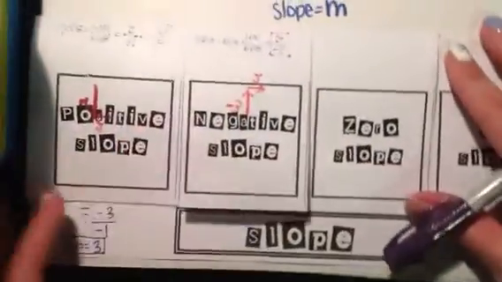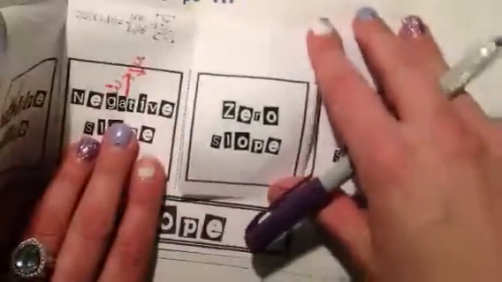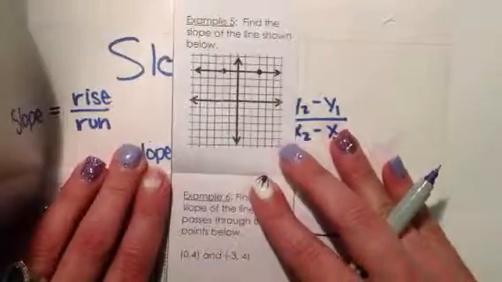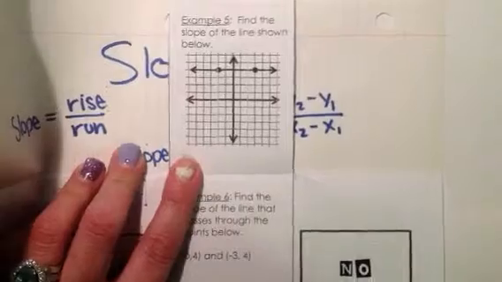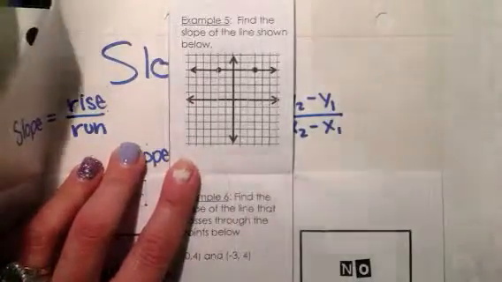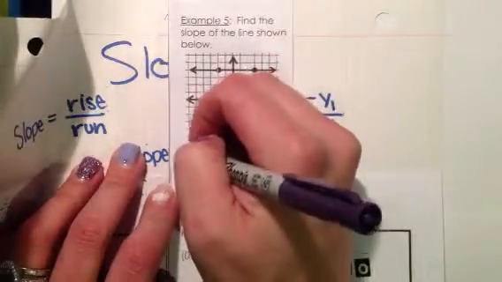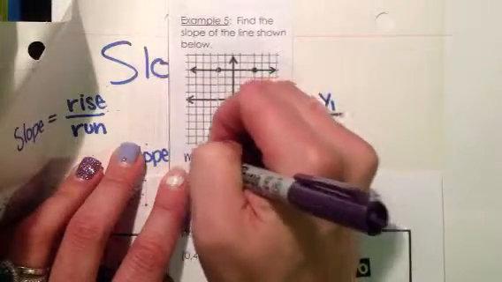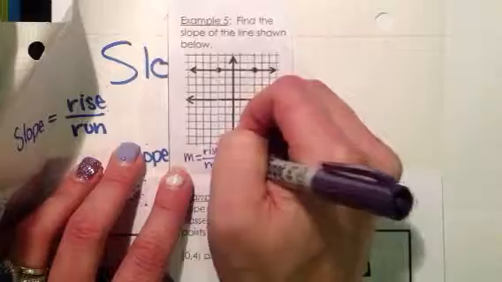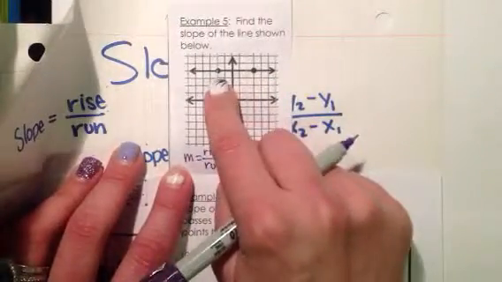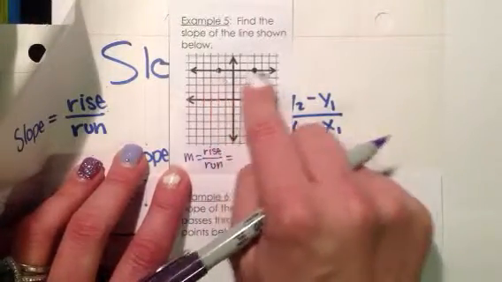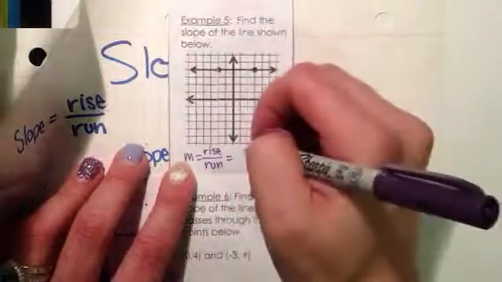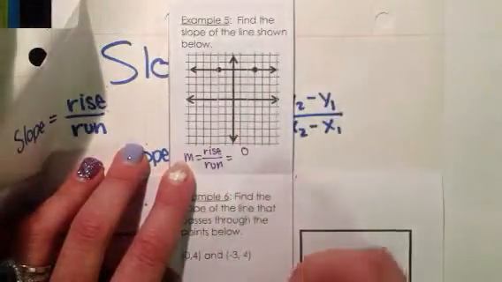Now we're going to take a look at zero slope. Find the slope of the line shown. So again, we're going to do that slope equals rise over run. So as I go from left to right, I'm going to start with this point. I don't have to go up or down at all to get to the next point. So that's a 0. I do not go up or down at all.